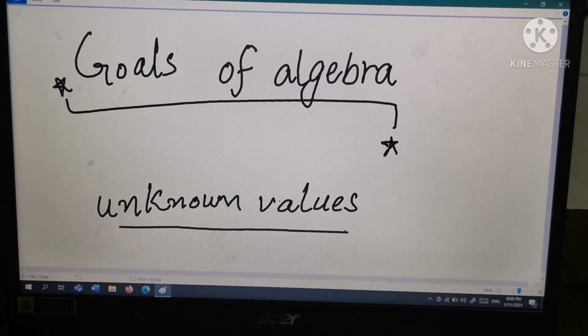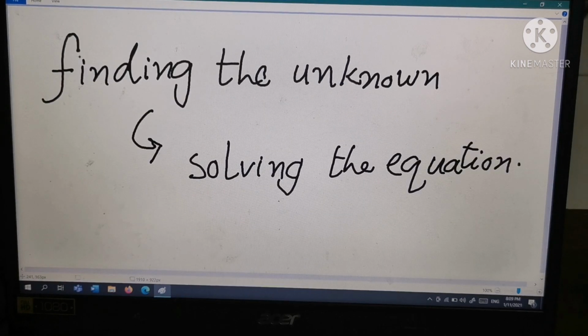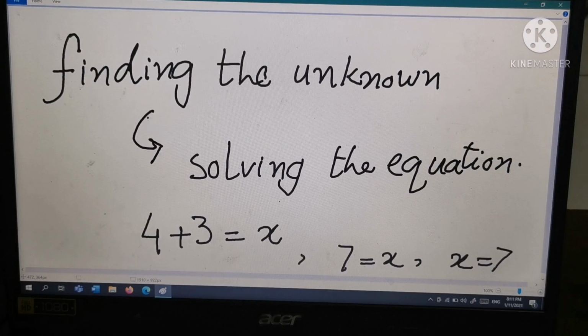One of the main goals of algebra is to find out what the unknown values in equations are. So in order to find out the unknown values, we solve the equation. So the finding of the unknowns is equal to solving the equations. For example, 4 plus 3 is equal to X. Then it is pretty easy to see that the unknown value is 7. Like 4 plus 3 is equal to X, X is equal to 7.